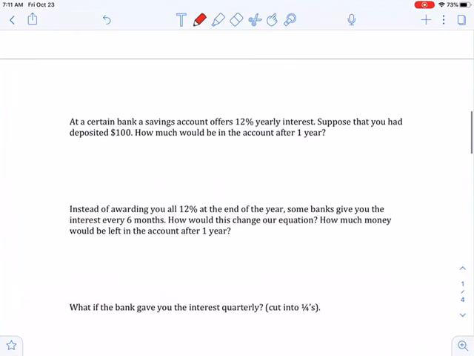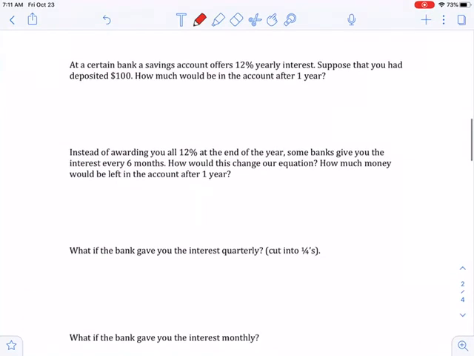The lesson today is going to revolve around banking and how often you're rewarded for having money in your bank account. So in our first situation here, we have a bank account that offers 12% yearly interest, and this is going to be compounded once throughout that year. So it's only going to be calculated once. Suppose that we had deposited $100, how much would be in the account after 1 year?